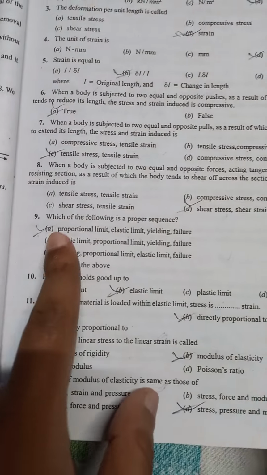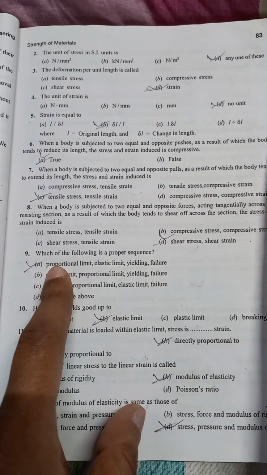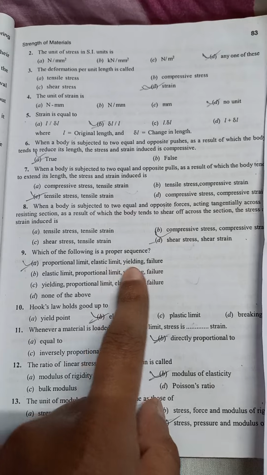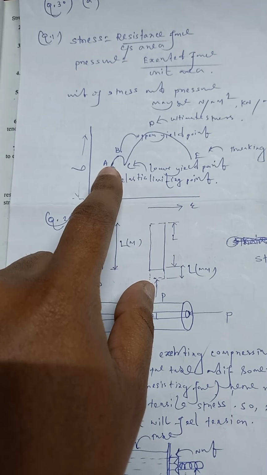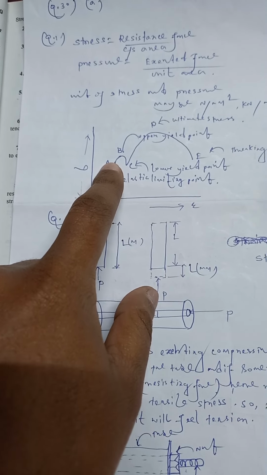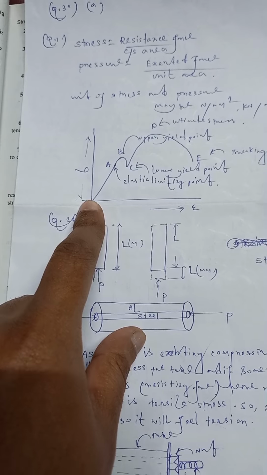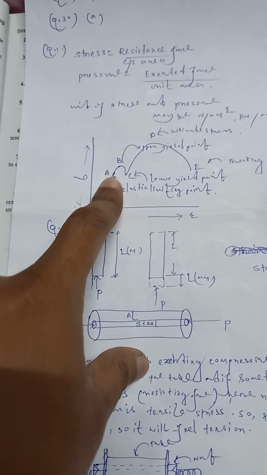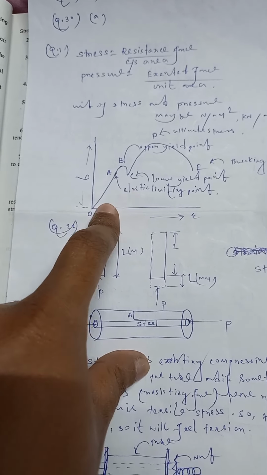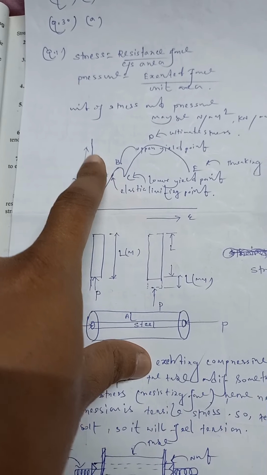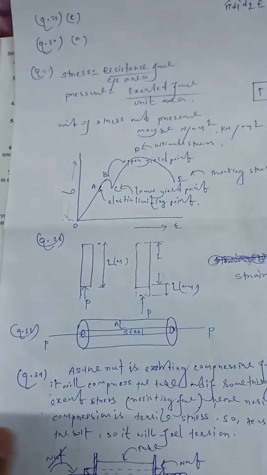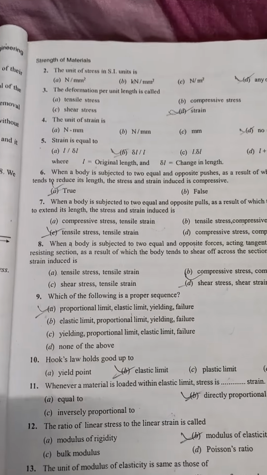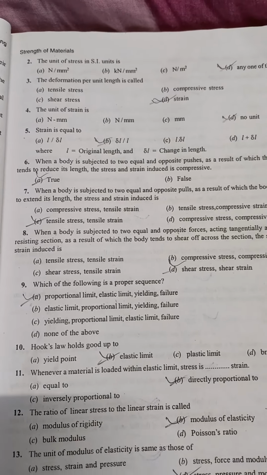So friends, the correct sequence will be proportional limit, elastic limit, yielding, failure. The proportional limit is just before the point A. After that you will reach the elastic limit, then upper yield point, lower yield point, ultimate stress and breaking stress. So for question number 9, option A is the correct answer.